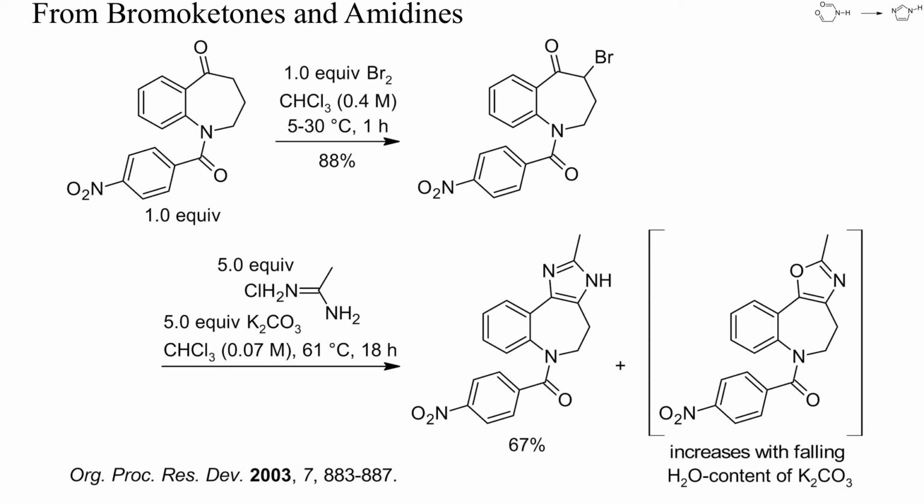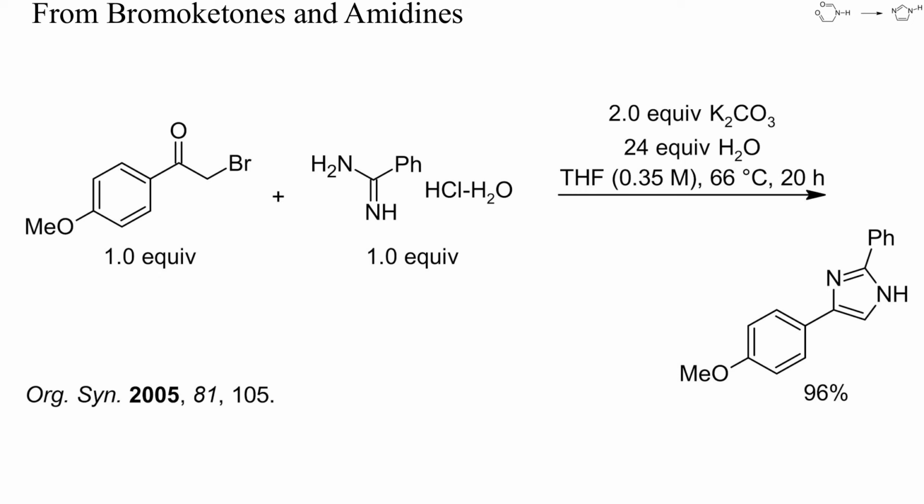One typical byproduct of imidazole formation from haloketones are oxazoles. In this specific example, more oxazole was formed with anhydrous than with wet potassium carbonate, probably due to some solubility issue. In this example, the cyclocondensation was conducted in aqueous THF, where both the base and the amidine hydrochloride were more soluble than in anhydrous organic solvents. A high yield of imidazole resulted. Thus, the choice of solvent is important in reactions involving salts.